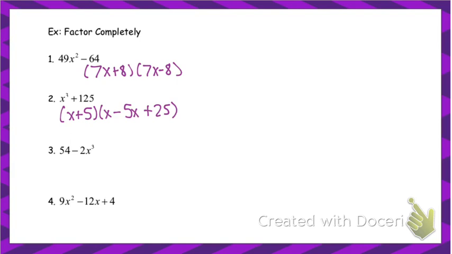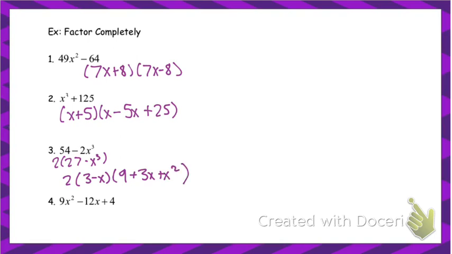All right, and number 3, this is an example of why you have to do the GCF first. This actually is a difference of cubes, but right now it's hard to see. So I have to take my GCF first. And now it's a difference of cubes. So I could do 3 minus x, and then square the first, change the sign, multiply, and square the last.